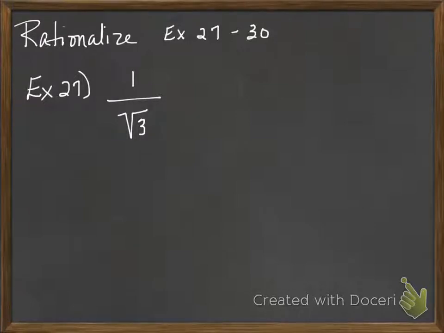So if we have 1 divided by the square root of 3, the square root of 3 has nothing to divide into. Do you understand what I'm saying? The square root of 3 can't divide into 1. So you're stuck with the square root of 3 in the denominator.